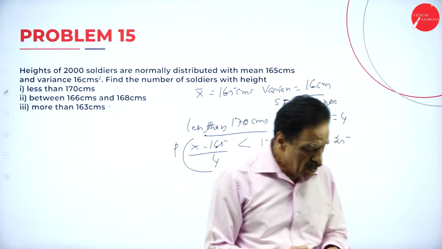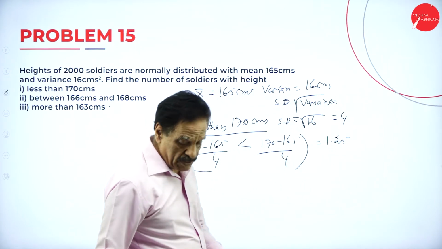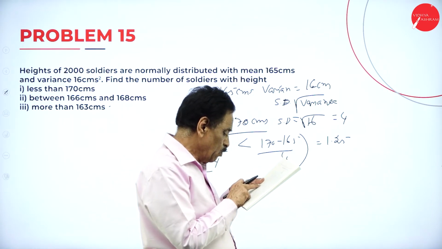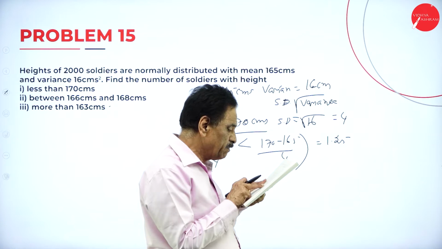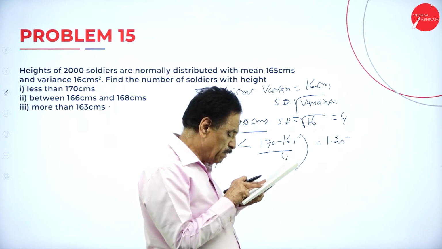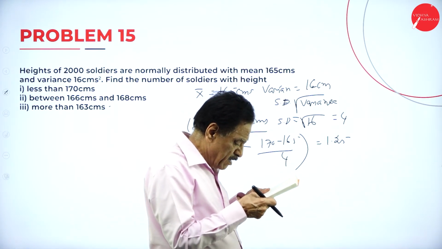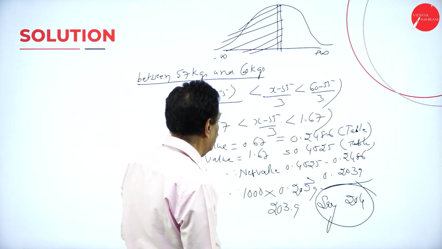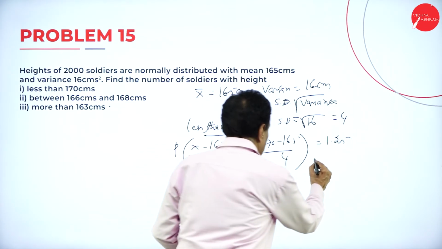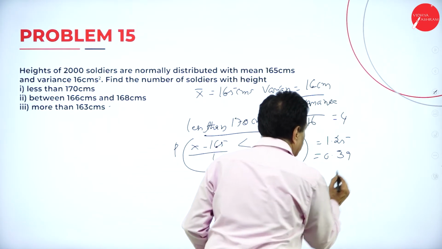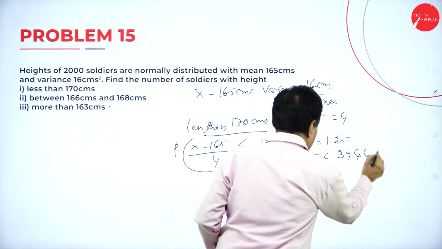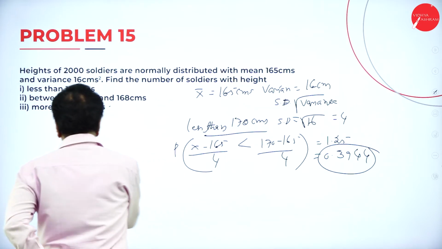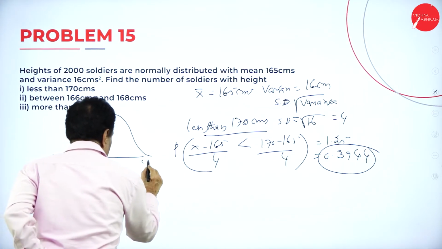So for z equal to 1.25, from the table the value is 0.3944. 0.3944 is the value. Put it on the graph, from minus infinity to positive infinity.